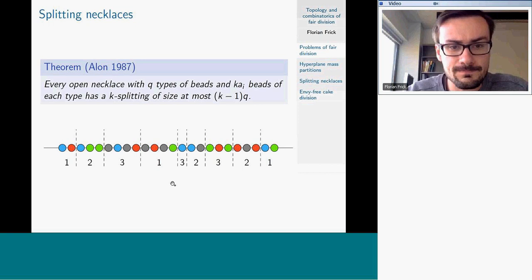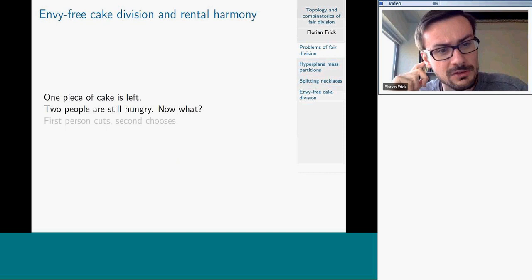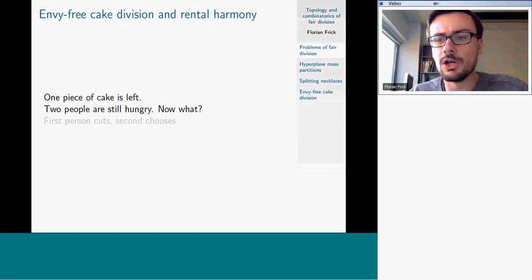Okay, here's a third problem in fair division. That's a problem that I think we all encountered, namely one piece of cake is left and two people are still hungry.